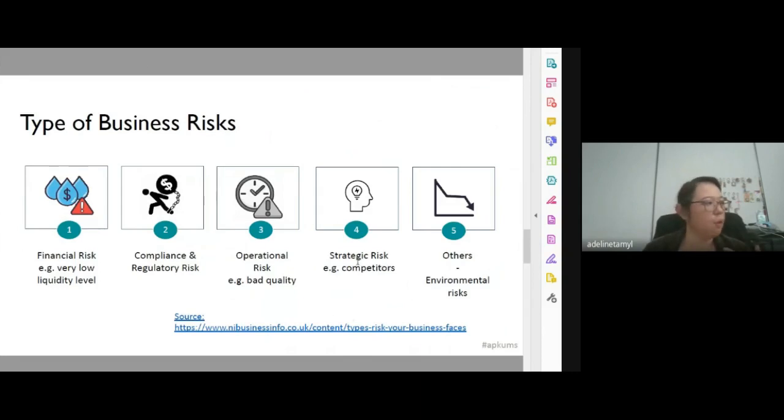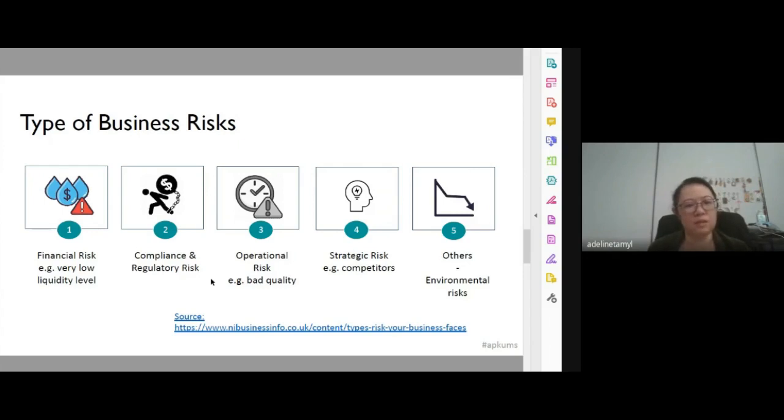Please take note of the different types of risks that you are facing. For example, financial risk, very low liquidity, meaning a very low cash level, tunai. No cash means no money to pay the workers, no money to buy raw materials, no money to pay for the services. This is a problem for the company. Second, compliance and regulatory. Masih ingat during the MCO, I believe all of you still remember there were so many SOPs that all the companies must follow.